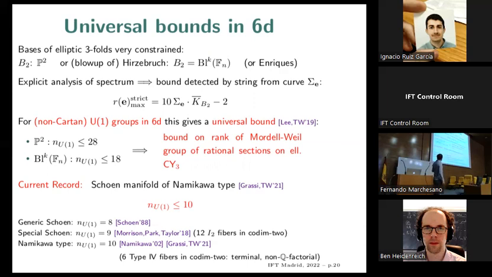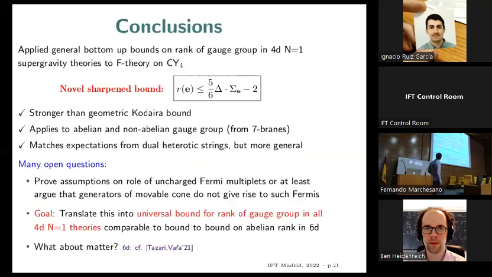So let's make a reality check. What is known about possible values? So what is the highest current number? The highest current number is 10. This appeared in a paper with Antonella Grassi last year. These are so-called Schoen manifolds of Namikawa type. And these are the current record holders, so to speak, for the number of rational sections. But of course, it will be interesting to see what more can be said from an arithmetic point of view. And it's amusing that these quantum gravity considerations make a proposal from physics.